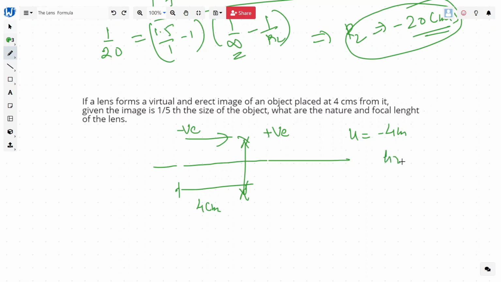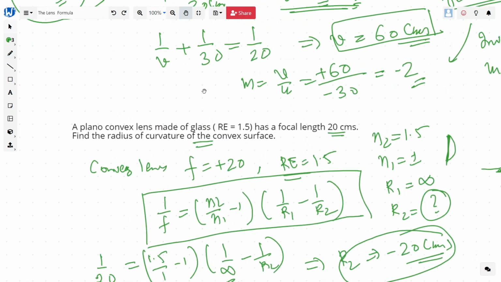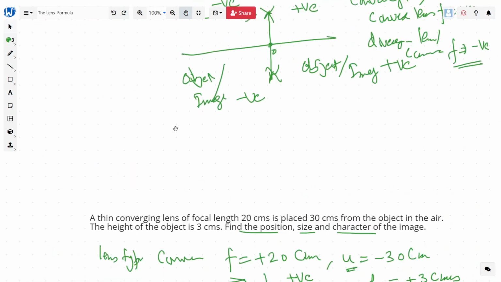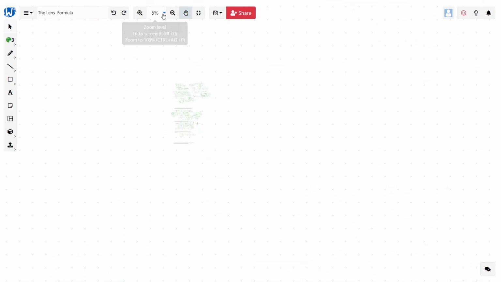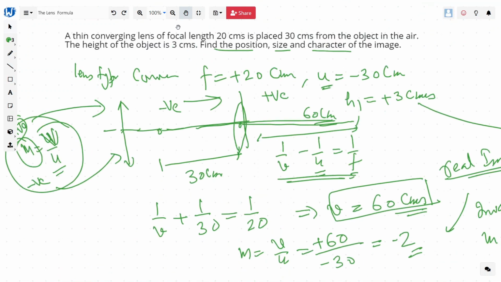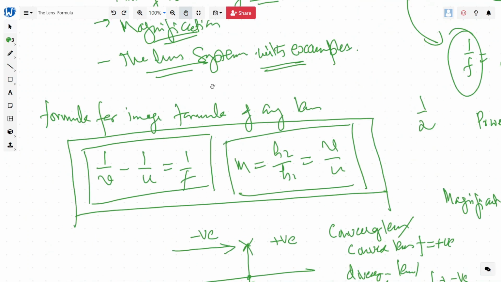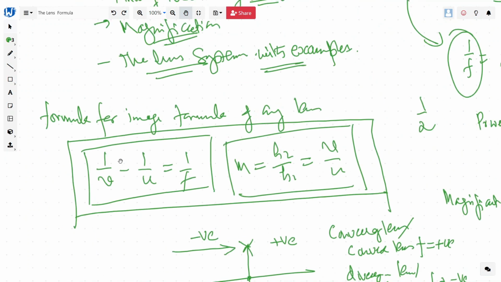So it is saying h2 by h1 is 1/5. Okay. The magnification is given 1/5 of the size. That's all we know. And this is also going to be equal to v by u, like in the case of lens. As you said, we have these formulas, and if we can find two of them, we can easily find the third one. So in here, we said that if we know 1 by v, minus 1 by u, and 1 by f, if we can find two of them, the third we can find.